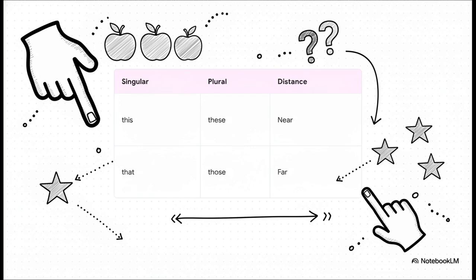First, how many things am I pointing at? Is it singular, meaning just one, or plural, meaning more than one? Second, what is the distance? Is it near, as in right close to you, or is it far away?